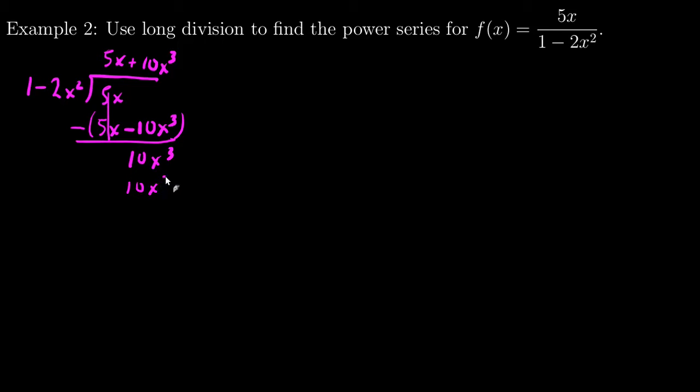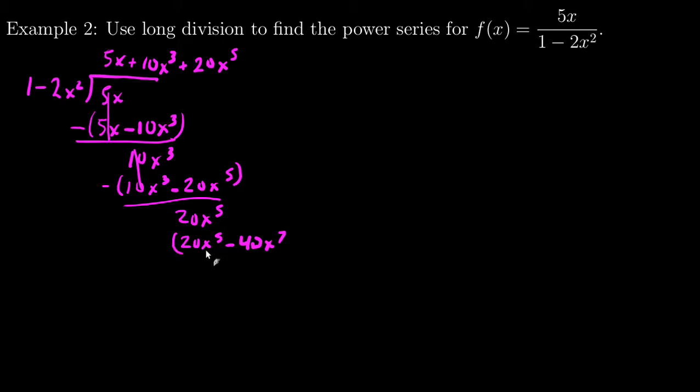Multiply, I get 10x cubed minus 20x to the 5th, and subtract, these cancel. Negative, negative gives me a positive 20x to the 5th. So I get a plus 20x to the 5th. You may see the pattern. Let me show just one more step down here so we can really see what's going on. So 1 goes into 20x to the 5th, 20x to the 5th times, and I multiply through. So 1 times 20 is 20x to the 5th. 20x to the 5th times negative 2x squared is negative 40x to the 7th, and I subtract. These cancel, and I get a positive 40x to the 7th. So 1 goes into 40x to the 7th, 40x to the 7th times.